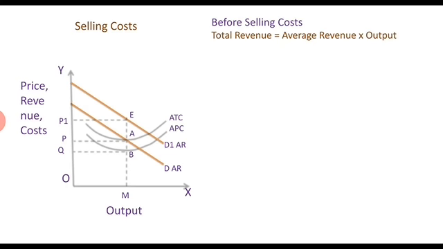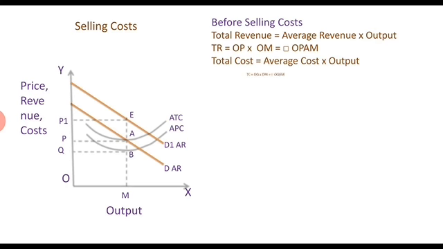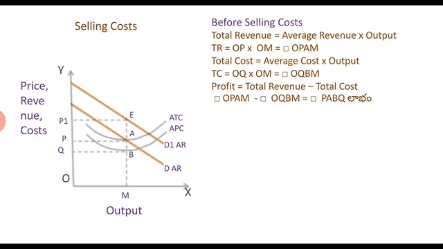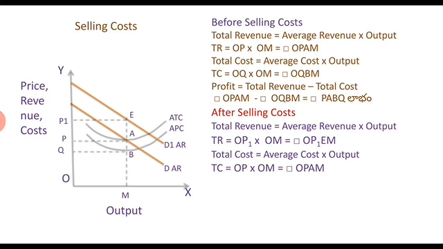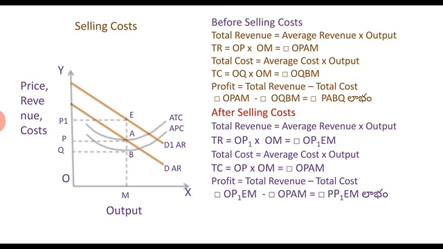Before selling costs, total revenue is rectangle OPAM. Total cost is rectangle OQBM. Profit is rectangle PABQ. After selling costs, total revenue is rectangle OP1EM. Total cost is rectangle OPAM. So profit is rectangle PP1EM.